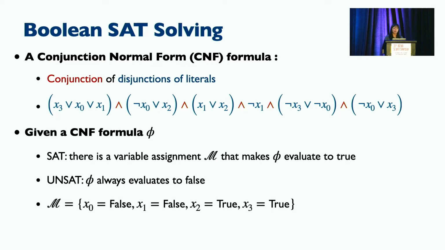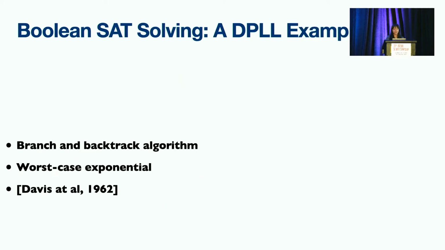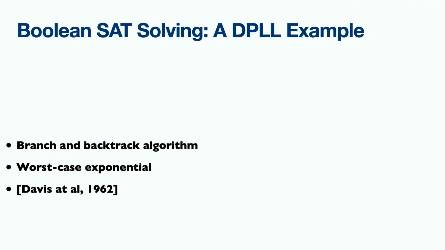Given a CNF formula, Boolean SAT solving will output SAT or UNSAT depending on whether there exists a variable assignment that makes the formula evaluate true. In the example formula on this slide, the formula is satisfiable, and the variable assignment that makes this formula satisfiable is listed here. In the literature, DPLL is a classical procedure for Boolean SAT solving.